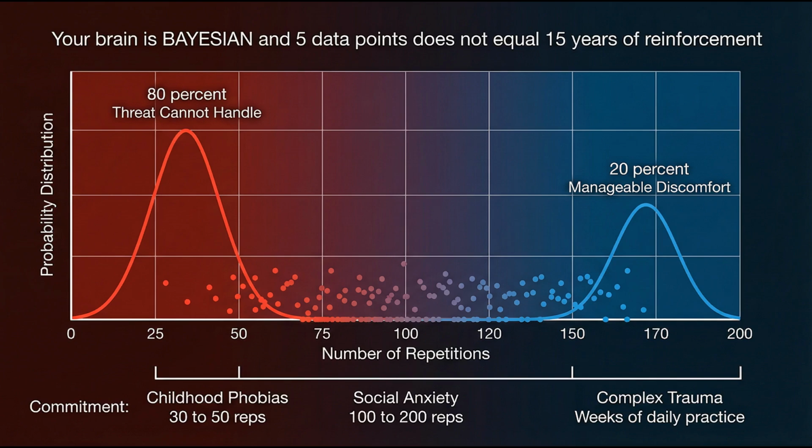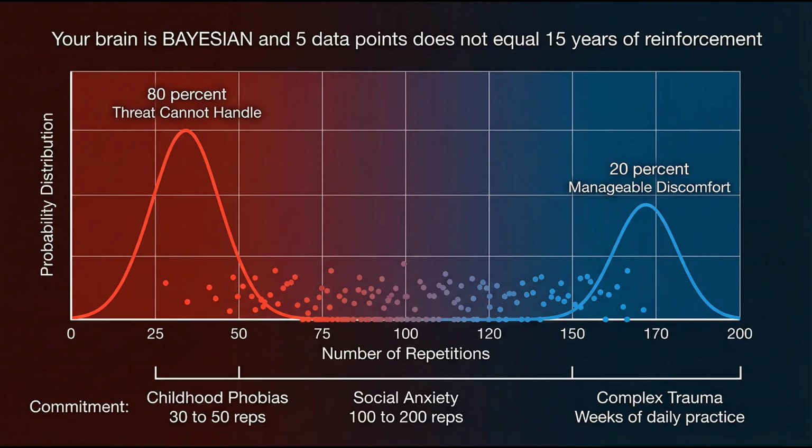Here's why: your brain is Bayesian. It updates based on accumulated evidence weighed against existing priors. If you've had 15 years of anxiety reinforcement, 5 contradictory data points aren't enough to shift the probability distribution. The math is simple. More deeply grooved patterns require more contradictory evidence.